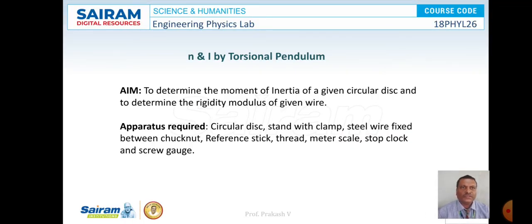So the aim is the determination of the moment of inertia of a given circular disc, and hence we have to determine the rigidity modulus of the experimental or given wire. The apparatus required are a circular disc, a stand with clamp, a steel wire fixed between chuck nuts, a reference stick, thread and meter scale, a stop clock and a screw gauge. So these were all the required apparatus.